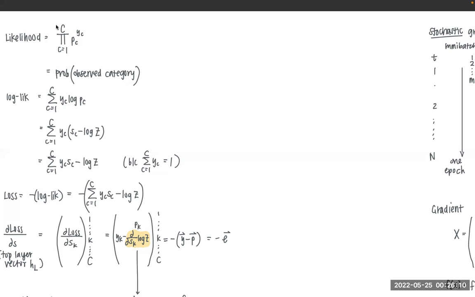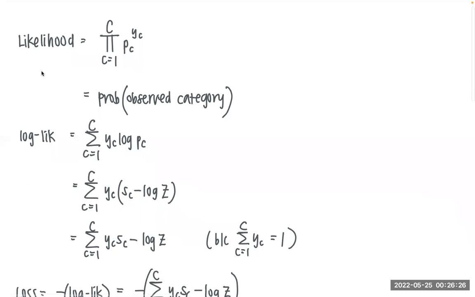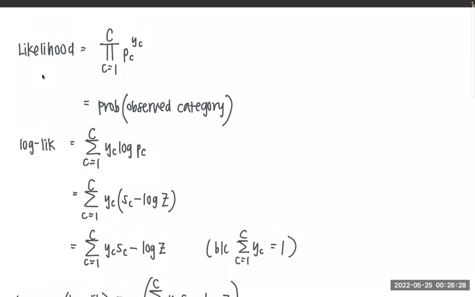And this product is not very easy to deal with. So therefore, we perform a log transformation. Log is a monotone transformation. So therefore, if you maximize the log likelihood, it's the same as maximizing the likelihood itself. And then if we take log, this product becomes the summation, C from 1 to capital C, of Y sub C log P sub C.